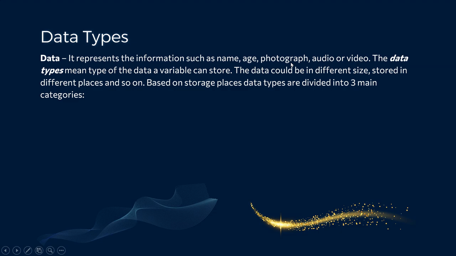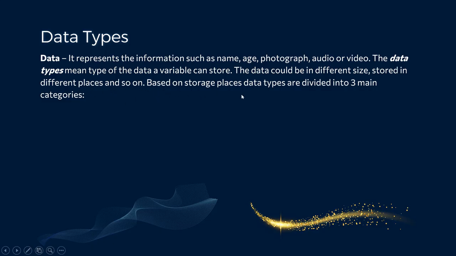We have a photograph, that is an image. We have audio or video. We have a name, that is a string. So these are different types of data, right? And to store all this data we need data types. The data could be of different sizes, stored in different places and so on.